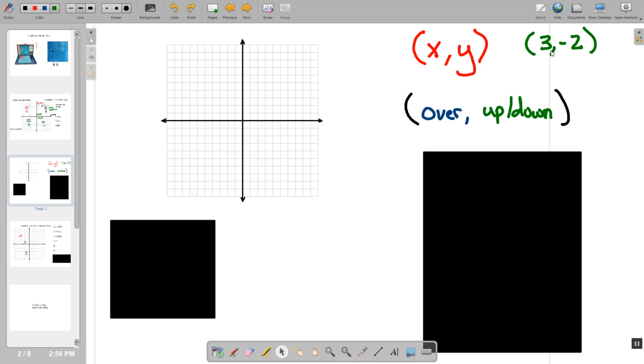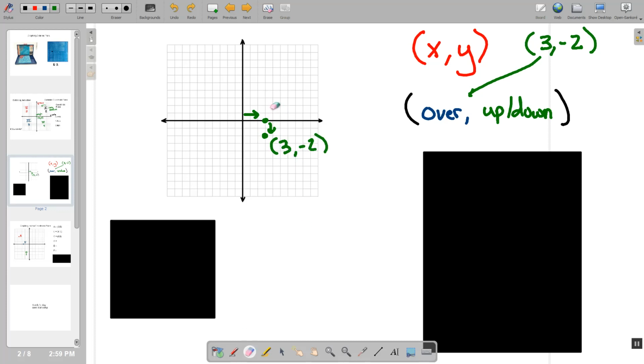So in our problem, we would start at the origin, which is the center, and we are going to go over 3. Well, positive numbers are to the right, negative numbers are to the left on every number line we work with. Therefore, we're going to go to the right 3. 1, 2, 3. And then we're going to go down, because this is a negative, and we're going to go down 2. So our final point is right there. That is the point 3, -2.